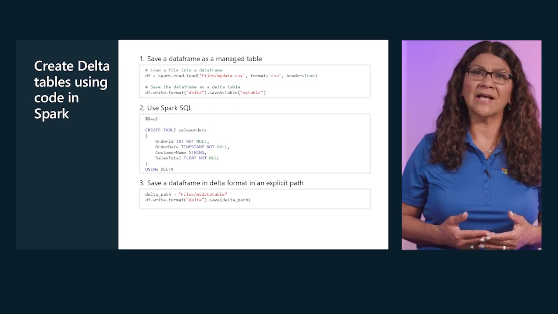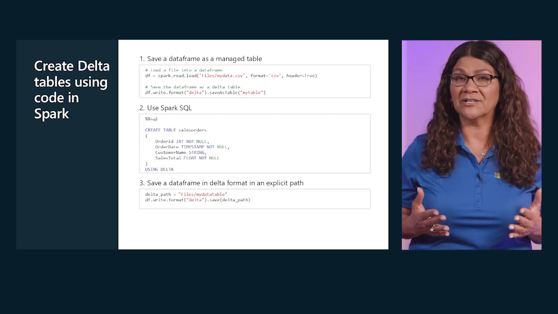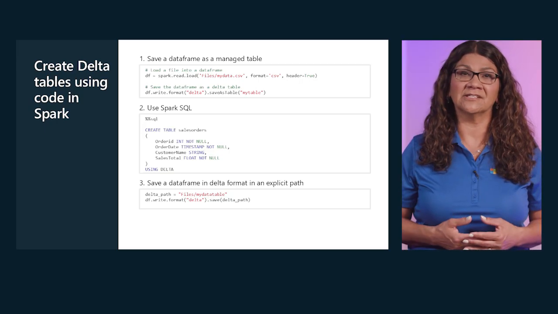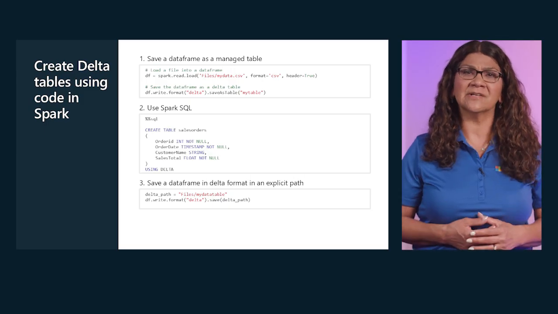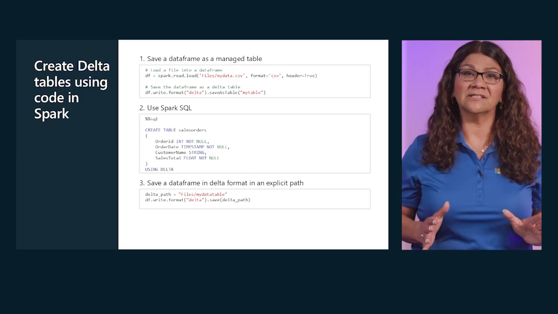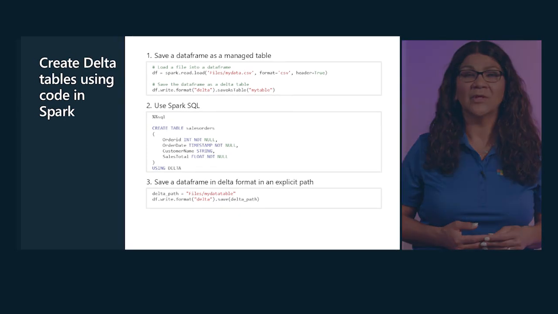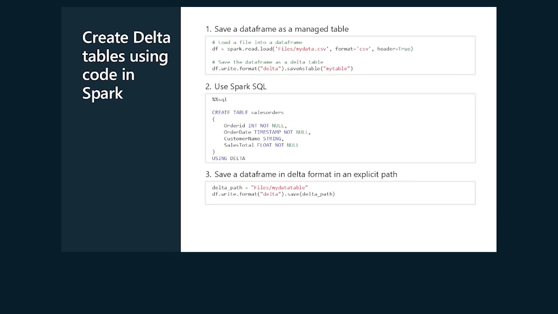However, when working with Apache Spark in the Lakehouse, you have greater control of the creation and management of the Delta Lake tables. Now let's see some examples. Let's focus on ways to create a Delta Lake table with code in Spark using a notebook. One way to do this is to save a data frame as a managed table in the Delta format. This is one of the easiest ways to create a Delta Lake table.